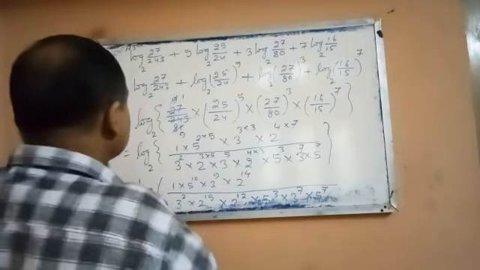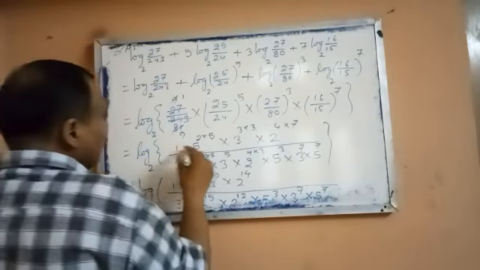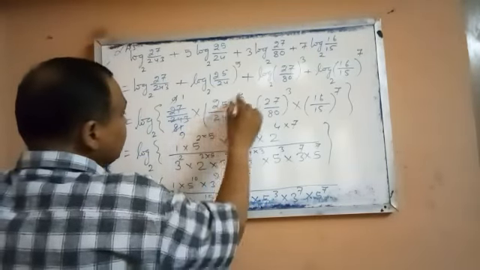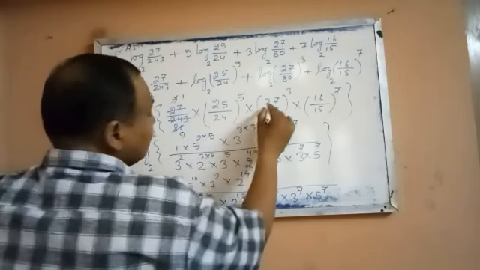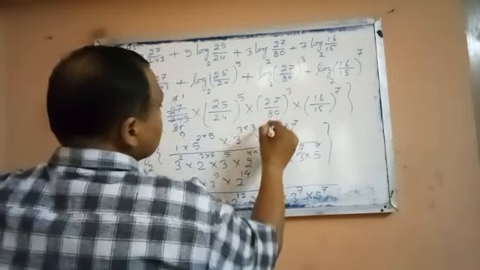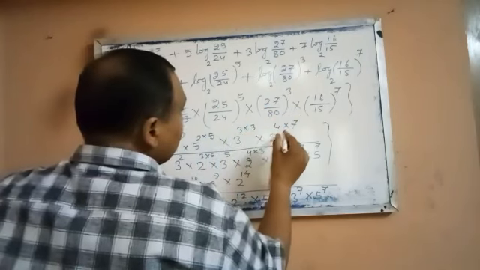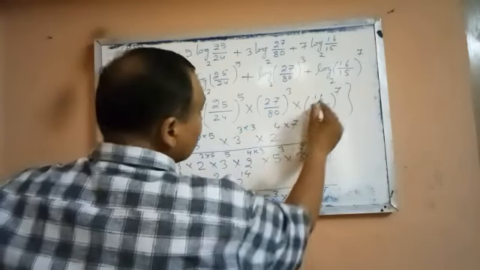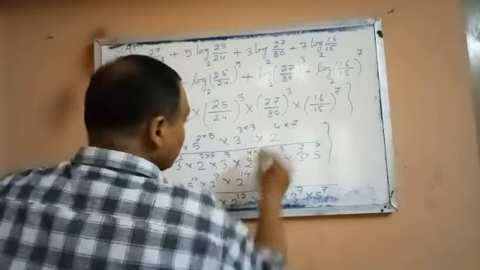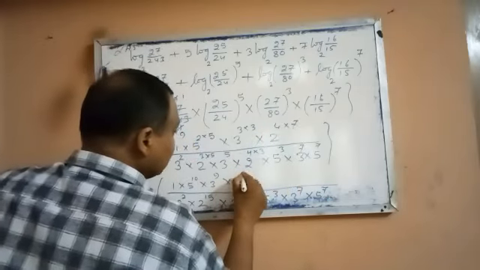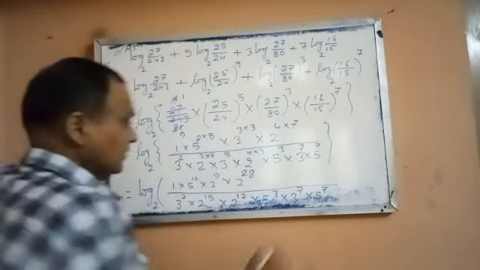So let us check once again. 1, 5 square, then 27, 3 cube, and then 2 to the power 4 into 7. So 4 7s are 28, not 14. It's okay.